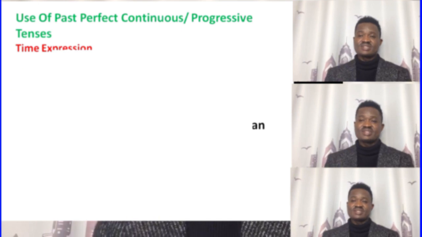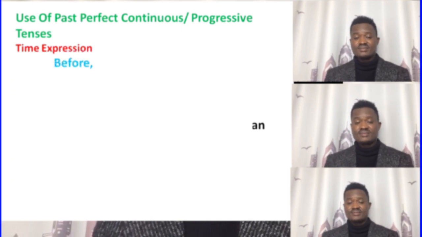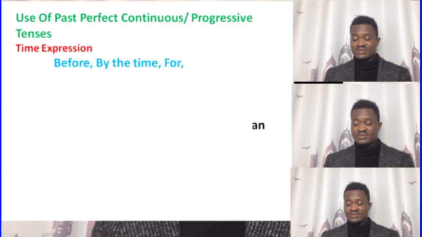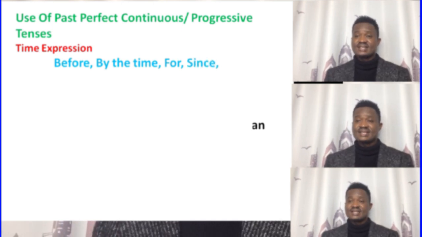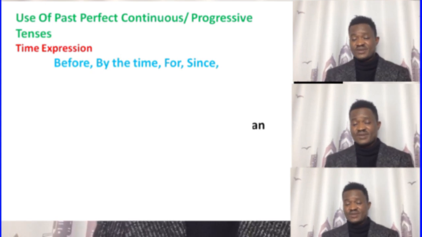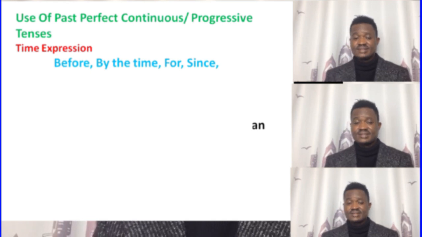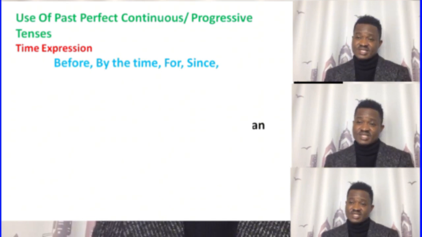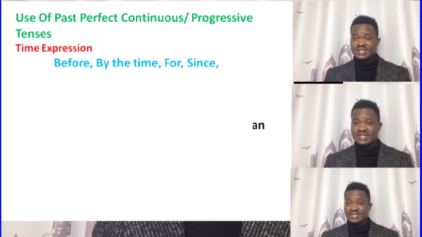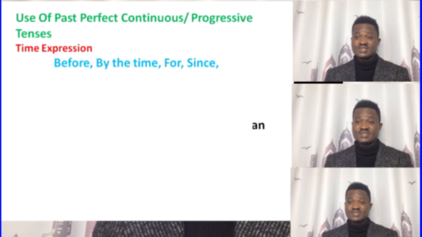So we have time expressions like before, by the time, for, which expresses a short period of time, and since, which expresses a long period of time. So these are the time expressions we use in past perfect progressive. All right. Time expressions are used in all progressive tenses, man. Most of the progressive tenses use time expressions.